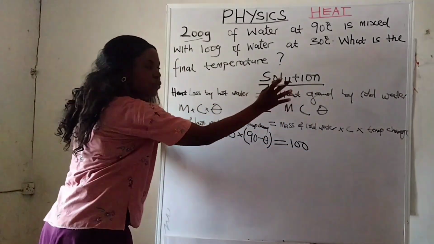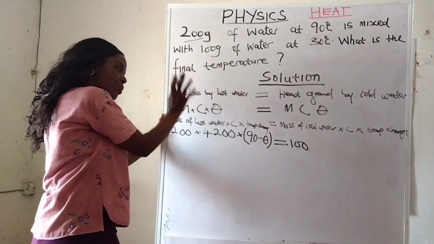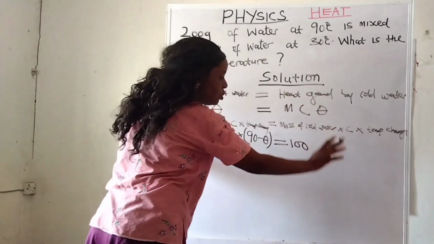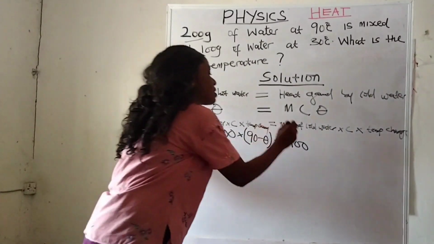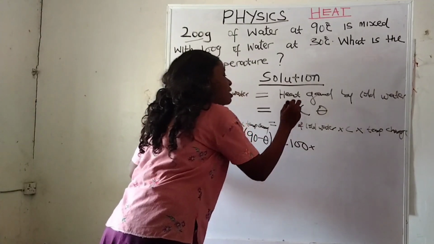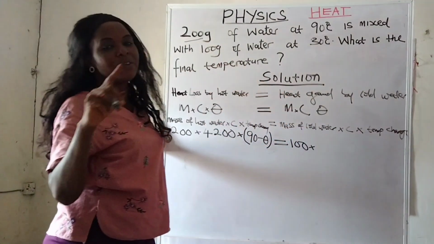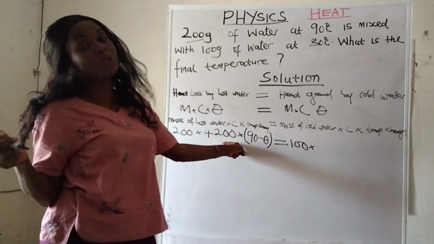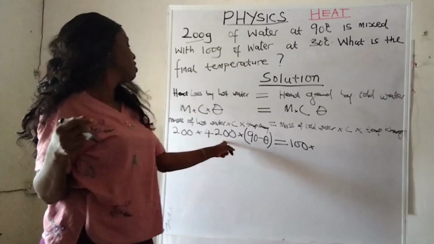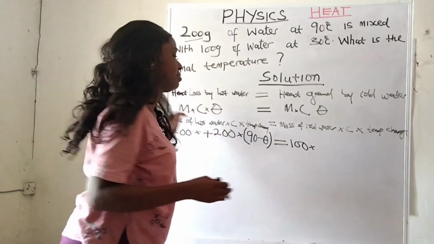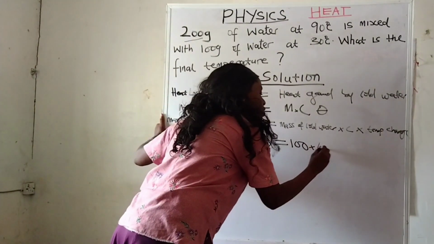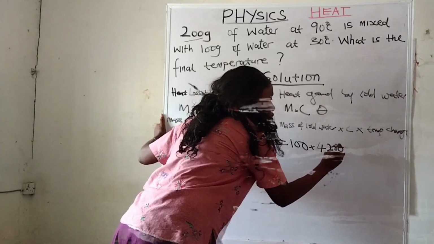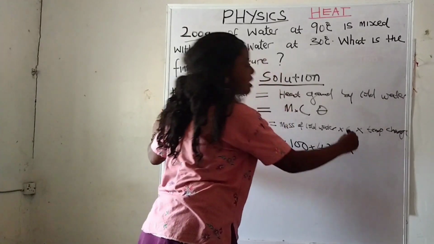We are now on the side of cold water. We are finished with the side of hot water. Put times here. C stands for specific capacity of water, and it's still the same water. So the value of the specific capacity will be the same thing. So I still write 4200 here. Times.